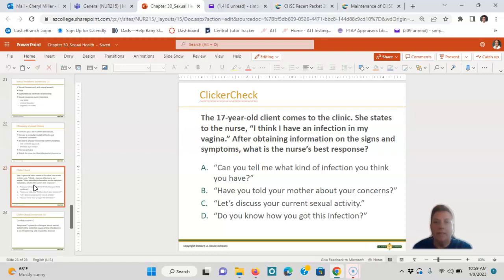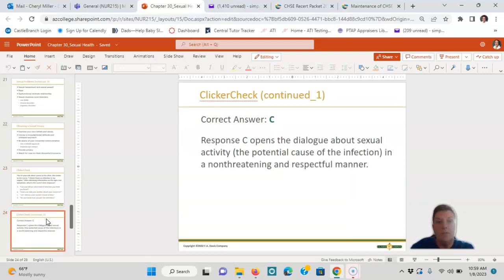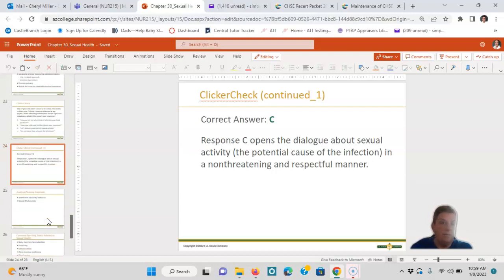So if somebody tells me that they think they have an infection in their vagina, I'm assuming that they're talking about an STI, but I would want to double check, right? Are you sexually active? Would be my first question. So response C opens the dialogue about sexual activity and the potential cause for the infection in a non-threatening, respectful manner.